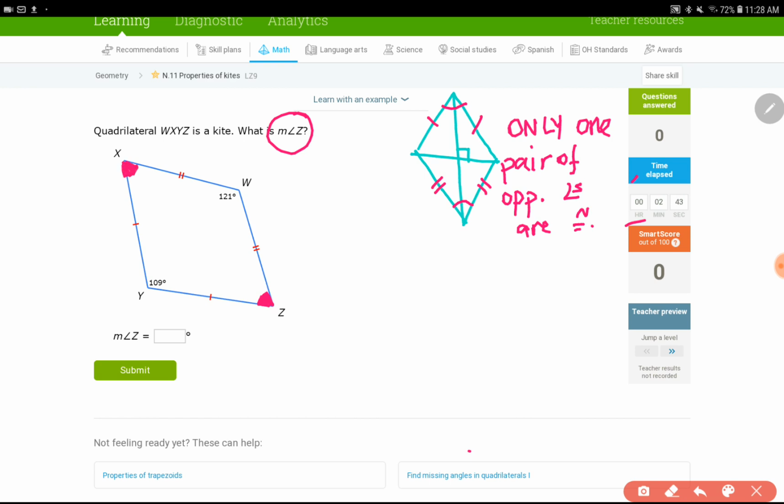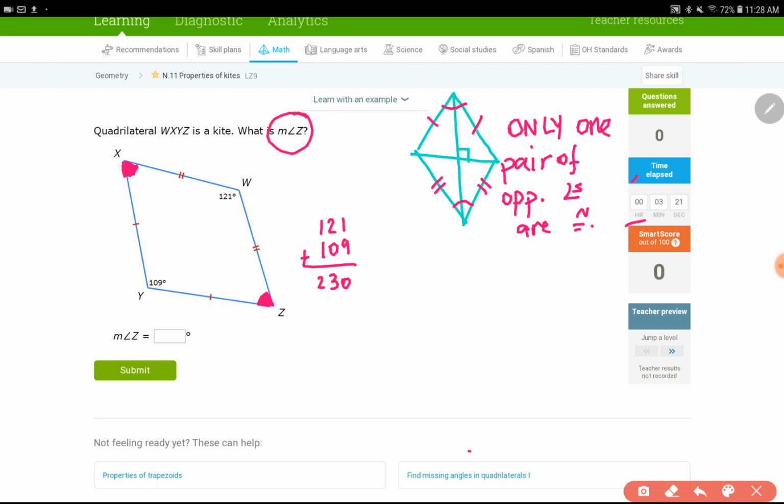Now, kites are quadrilaterals, which means they have four sides, which means the sum of their interior angles must be 360 degrees. So ideally I would set up an equation and get the X by itself, but I know you're not going to do it that way, so I'm going to use your method, guys. So the given two angles are 121 and 109 degrees. When we add these together, we have 330 degrees. Out of 360, we already have 230.